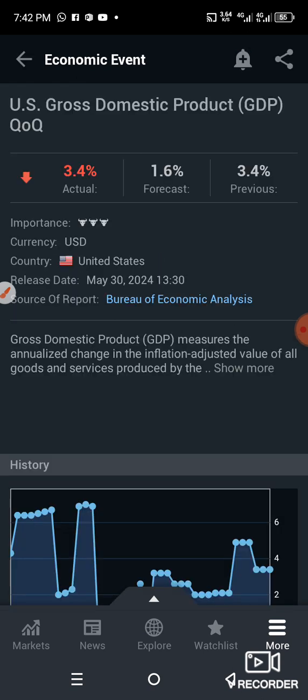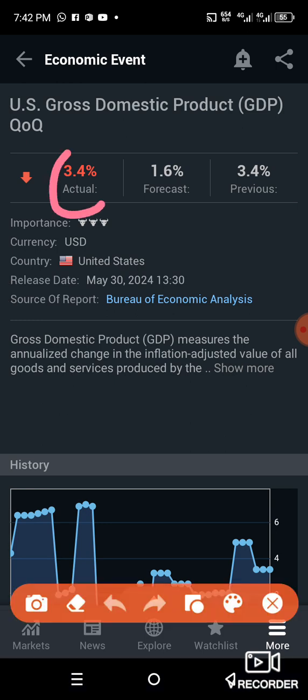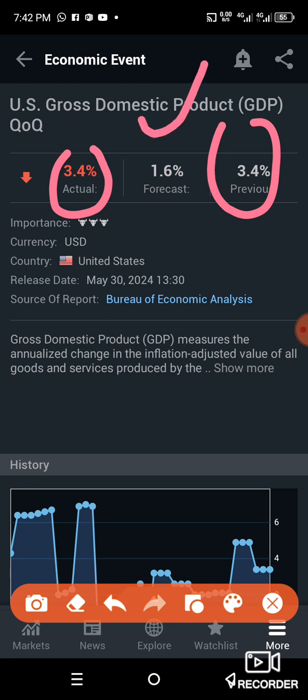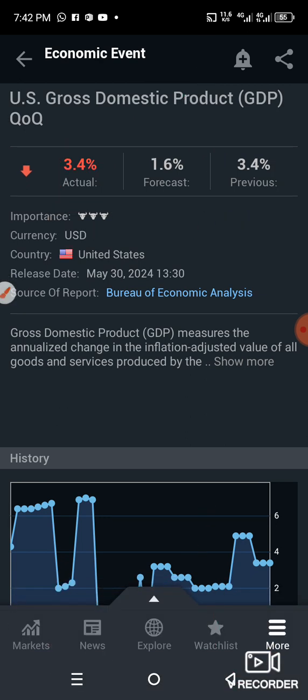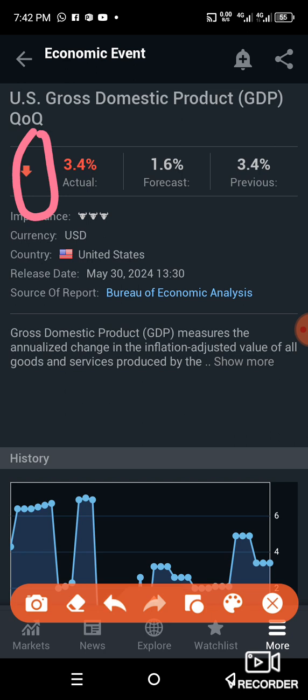You can see this one. You can see this actual, previous. All of them are equal. All the news is telling you that it is equal. This news is going to go by the geopolitical situation because the news is equal. But if you watch this arrow here, this arrow for that day, I can be telling you that the US is going to be sell. It's going to be weak because of this arrow.